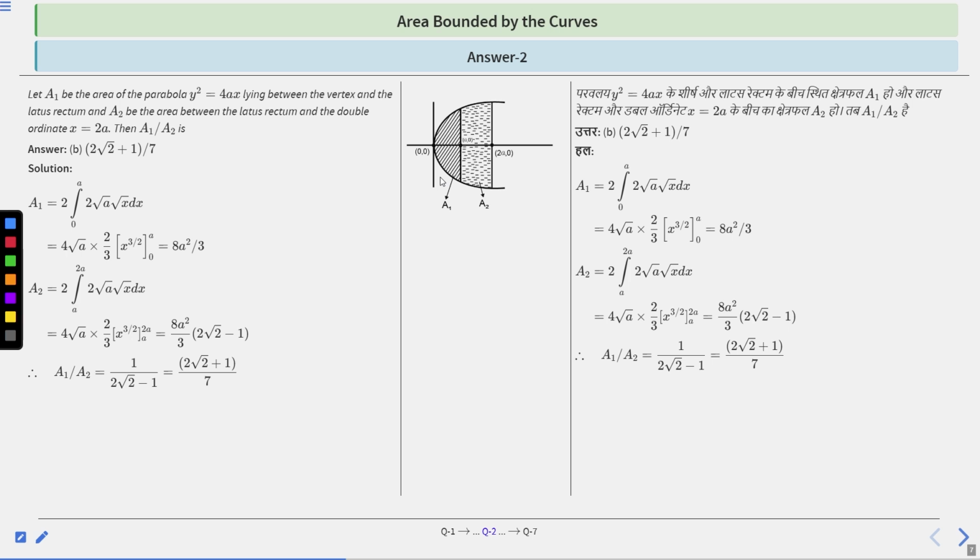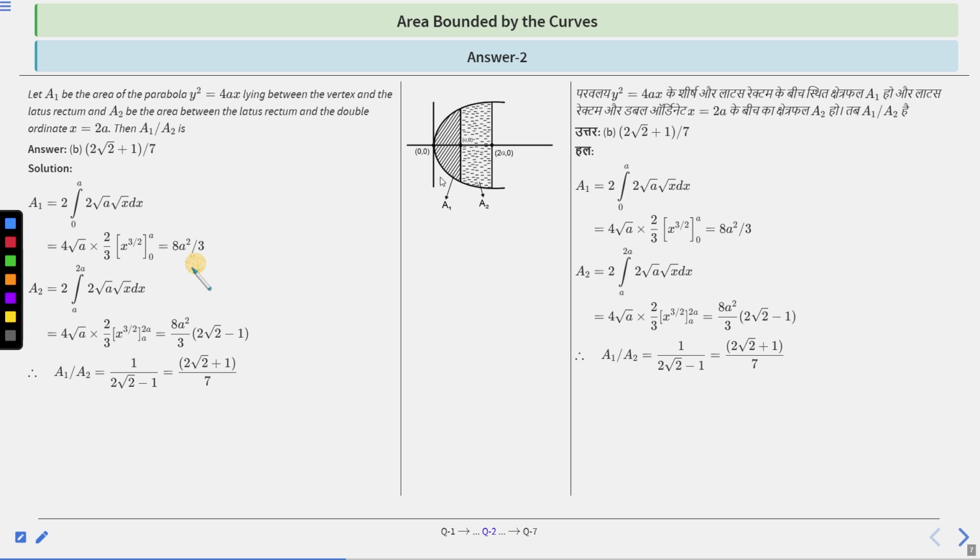Then this is A1, this is A2. Therefore, A1 is, since the graph is symmetrical about the x-axis, 2 times the integral from 0 to a of 2 root a root x dx. We are basically calculating y, so y will be root over 4ax, which is 2 root a root x. After solving, the integration of root x dx is x to the power 3 by 2, and after putting the limit from 0 to a, you will get A1 as 8a squared by 3.